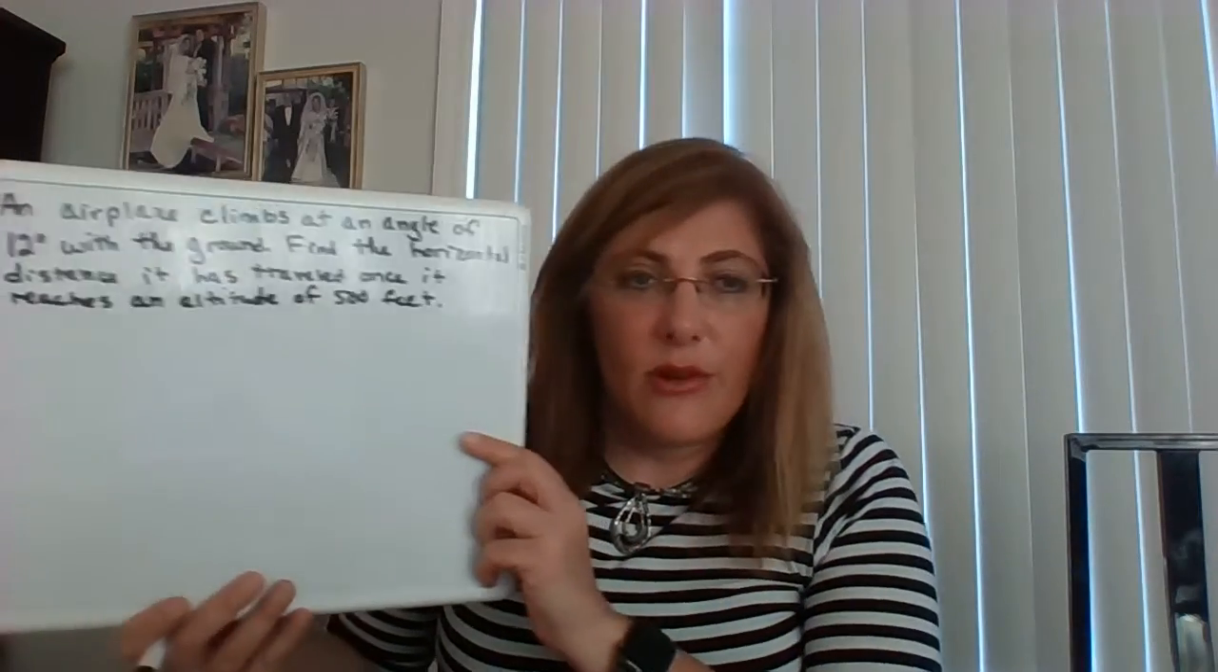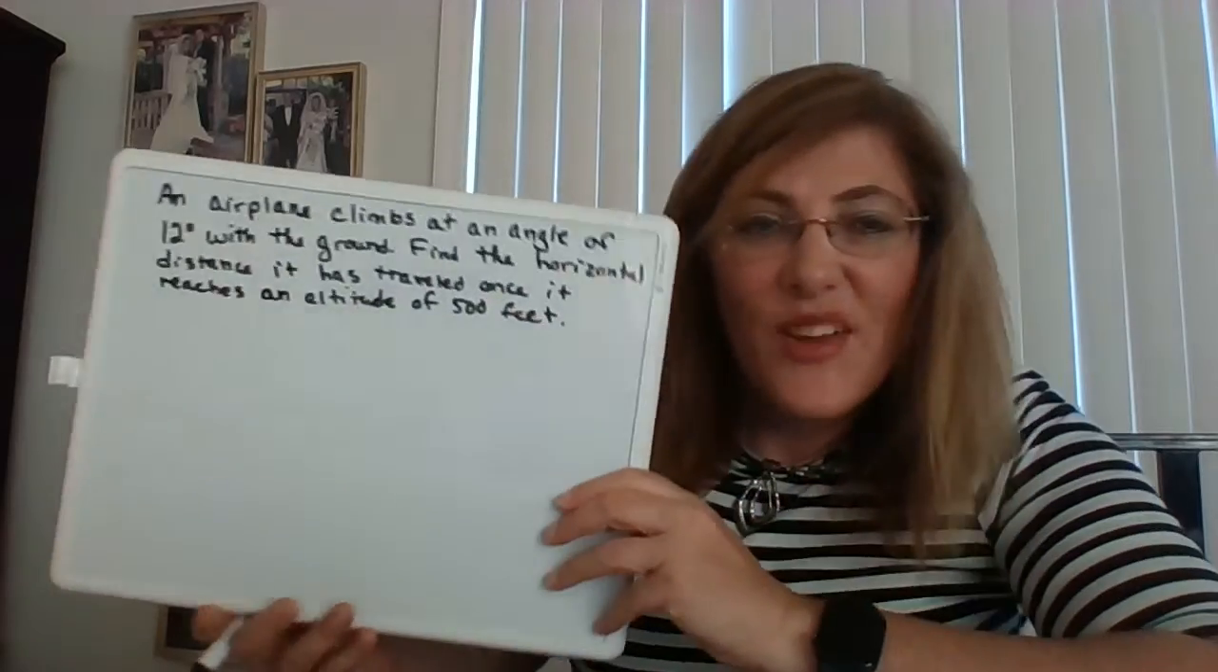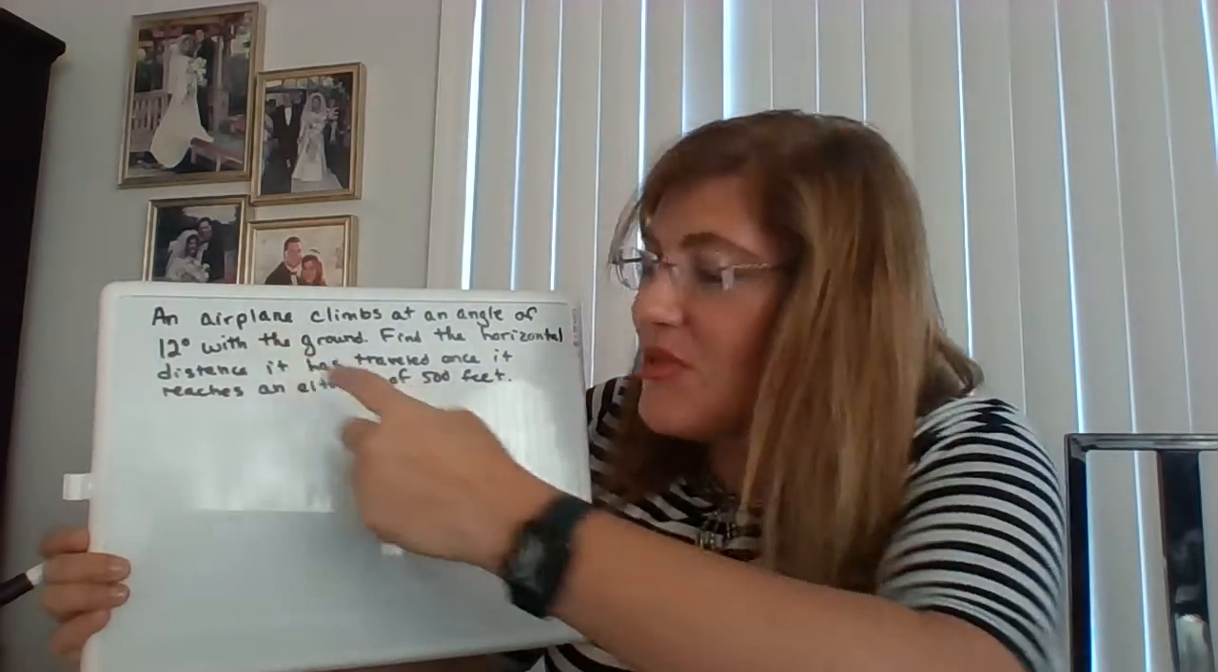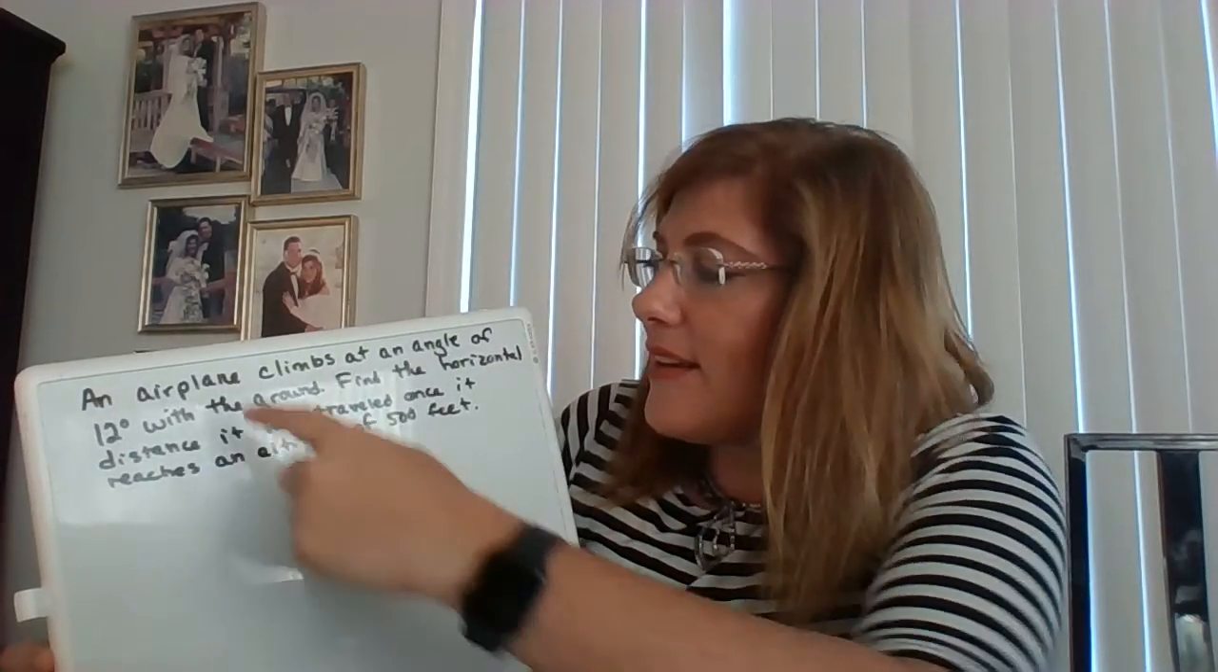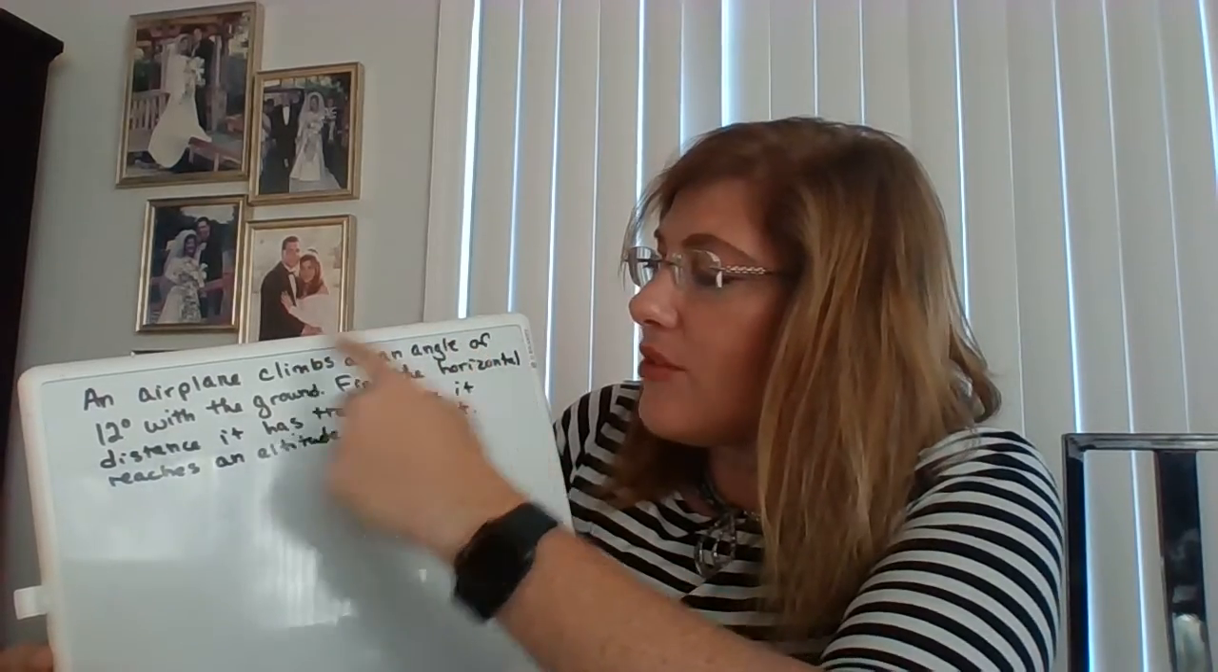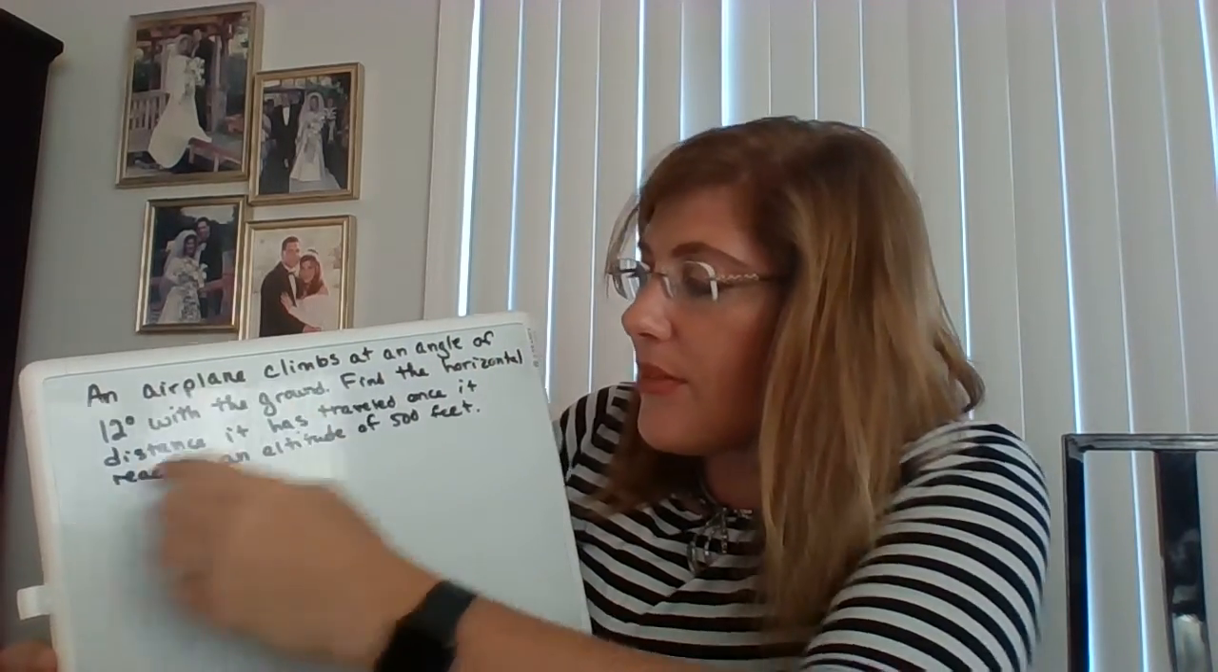Okay, class, now I'm going to try the second word problem on the notes, which you should have a copy of. So I wrote the second word problem down over here. It says, an airplane climbs at an angle of 12 degrees with the ground. So let's draw that.